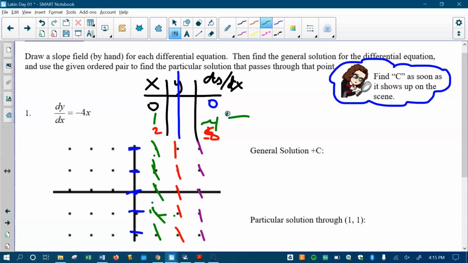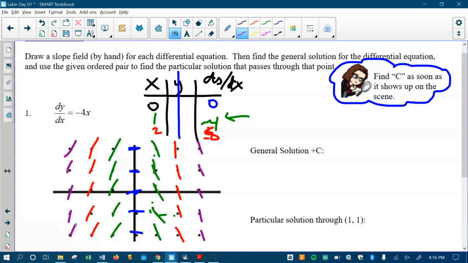The nice thing about this is that we have some symmetry here, because when x equals -1, we just get the opposite slope. We get the change in sign. So now we're going to have a +4, and a +4, and a +4, and a +4, and a +4. When x equals -2, we're going to get a +8 for each one. When x equals -3, we're going to get a +12 for each one.